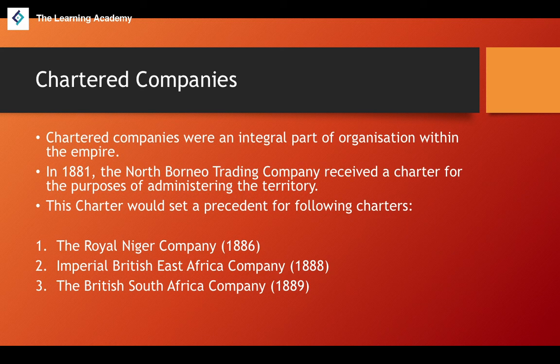These companies would be chartered in correlation and in accordance with the relative interest in these different areas across the world. So, for example, the British South Africa Company was only really chartered around the time that gold was discovered in the area and diamonds were discovered in the area, as something we mentioned earlier on in this video.